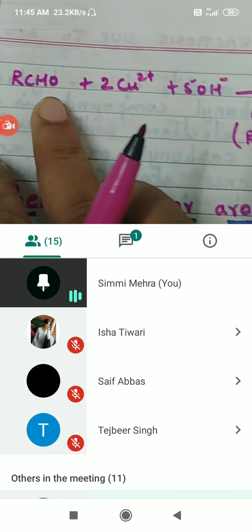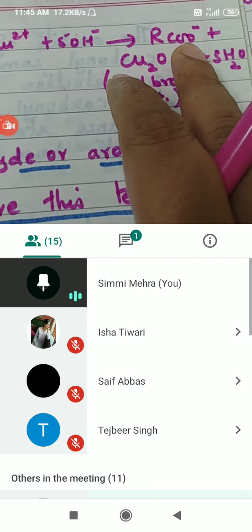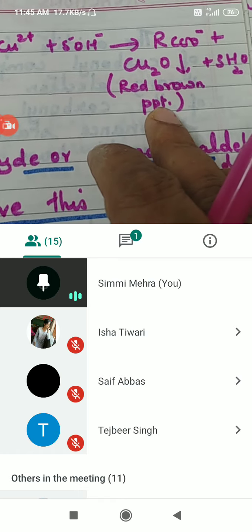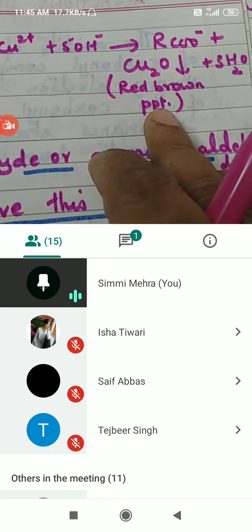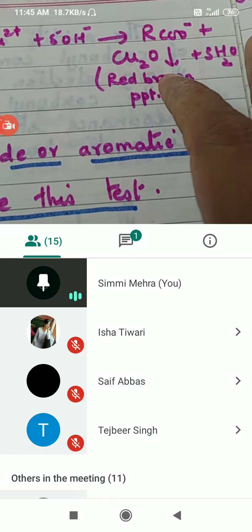This will get oxidized to a carboxylic acid with the same number of carbon atoms, but an acid has a tendency to lose a proton, so the carboxylate ion will be formed. Copper oxide, this is your reddish brown precipitate, the brick red color precipitate that you will get, and water will be formed. So these two products will remain the same, only this will depend upon the value of R.